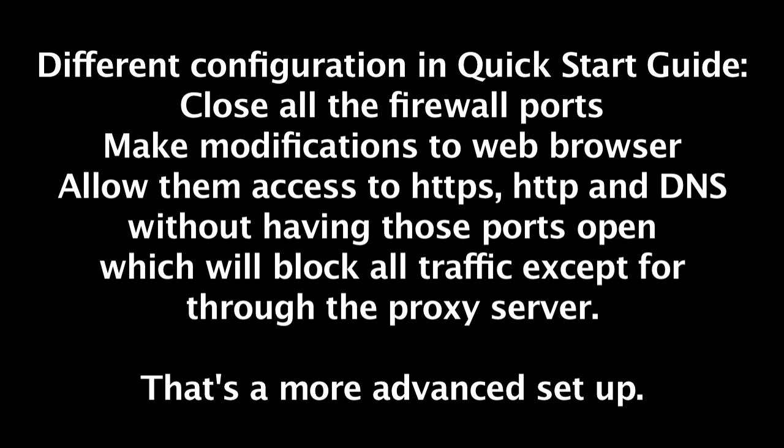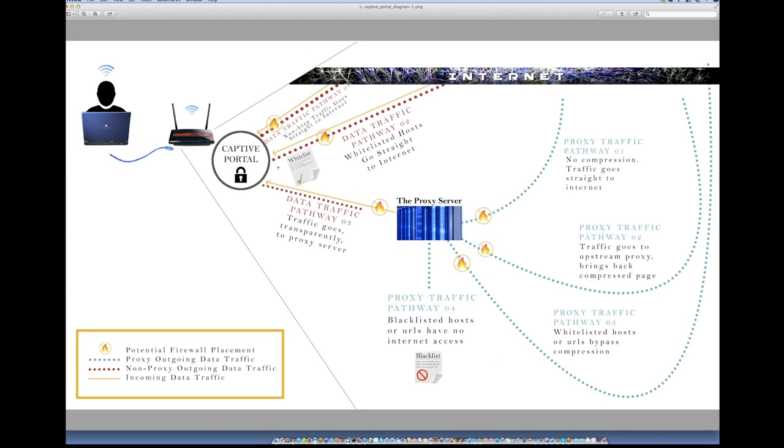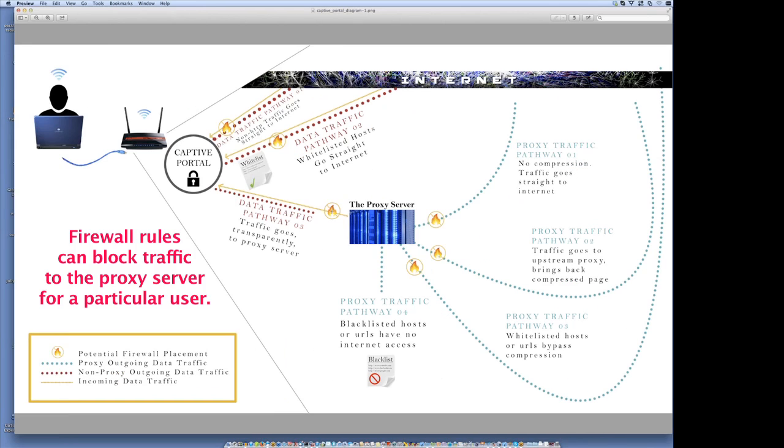Just know that in transparent mode right now, which is the default setup, HTTP traffic is hijacked to the proxy server. So we're looking at this route right here for HTTP traffic. We understand how the traffic flows. And of course, we've got firewall rules there that can basically block traffic to the proxy server if you want to prevent one particular user from accessing the proxy server and HTTP traffic, for example.